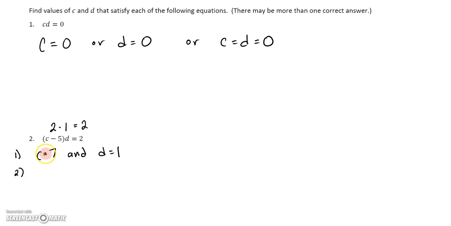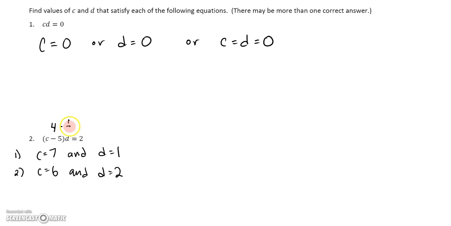What's another way we could do this? Couldn't this be 1 and this be 2? Because doesn't 1 times 2 equal 2? So what would this have to be? c minus 5 equals 1. So if c is 6 and d equals 2, isn't that another way to multiply to make 2? Alright, there's got to be more. There's got to be a ton of ways. Let's get crazy. Let's make this 4.